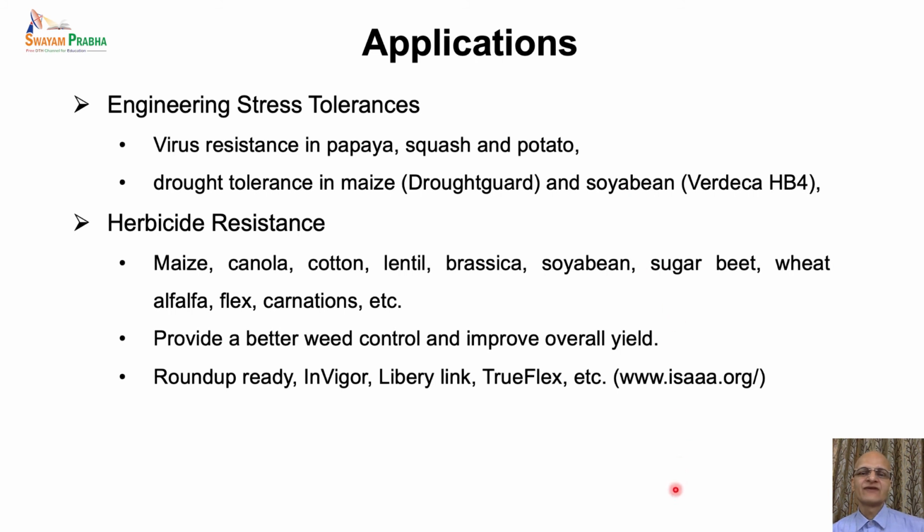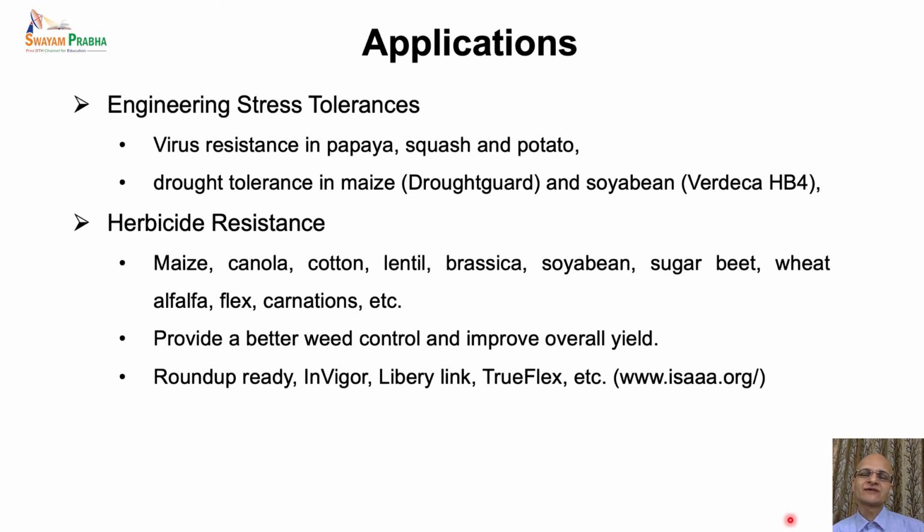Next is herbicide resistance. Herbicide tolerant crop varieties have been produced for several crops like maize, canola, cotton, lentils, soybean, sugar beet, and so on. Basically, herbicide tolerant varieties contain a transgene that provides resistance to one or more broad spectrum herbicides. The use of these varieties can provide better weed control and improve the overall yield too.